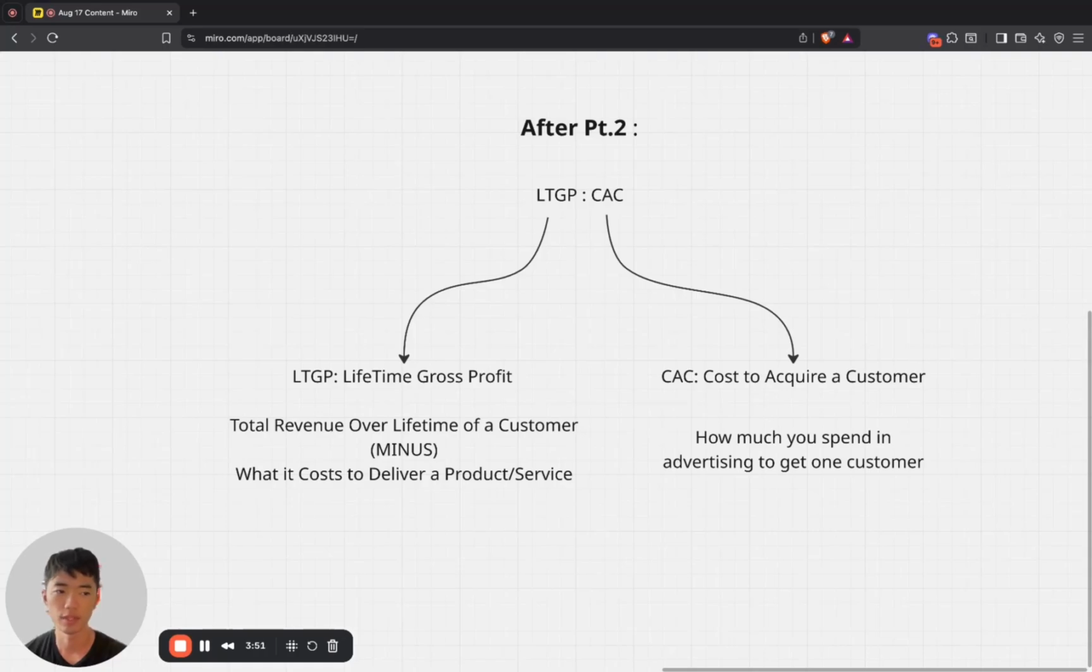For this company, we use this number to determine which LTGP to CAC ratio was higher, whether it was for their school clients or their individual one-time event clients, and based on that, they were able to focus their future marketing efforts into one or the other.